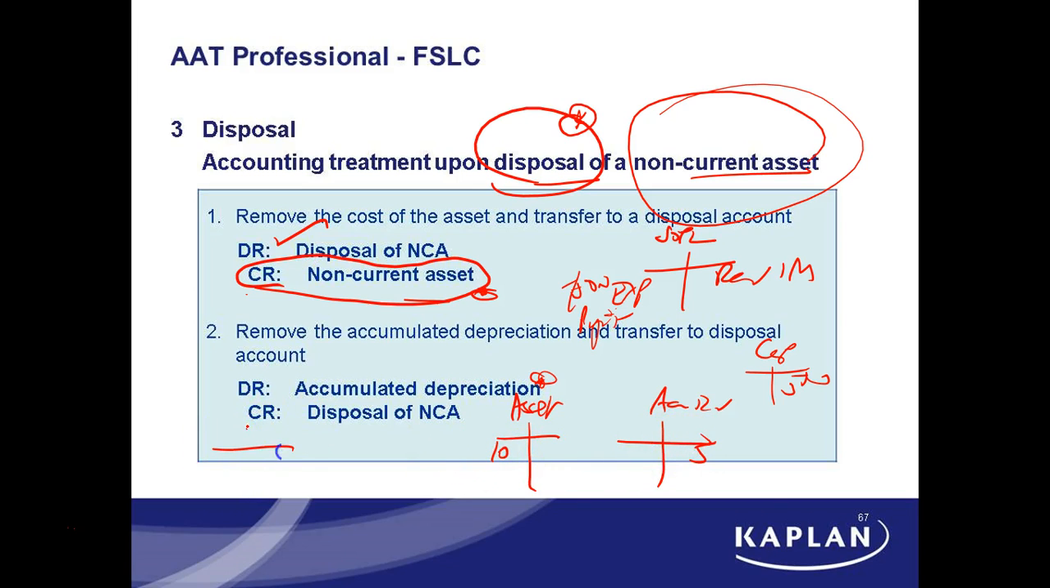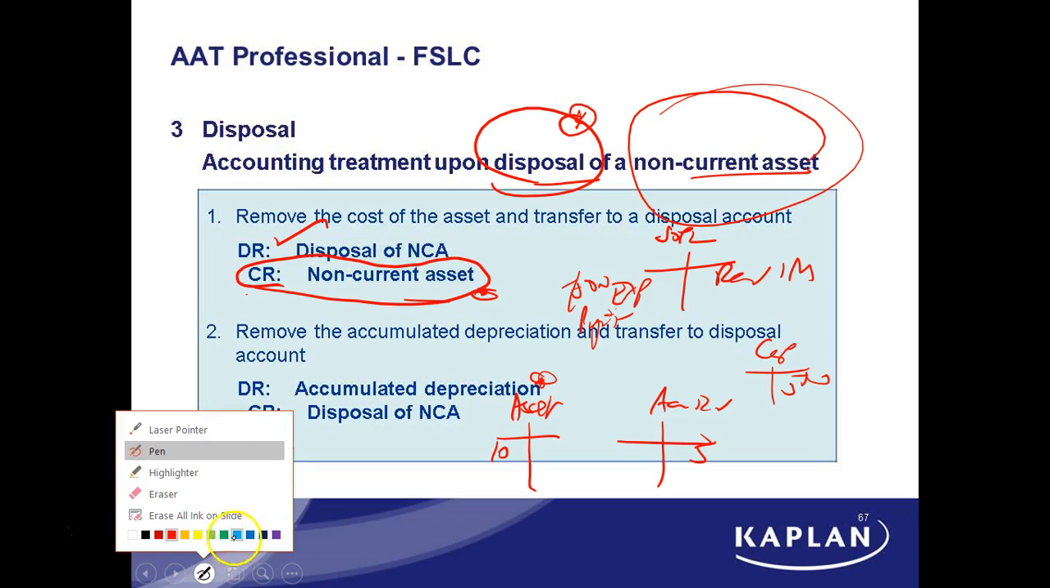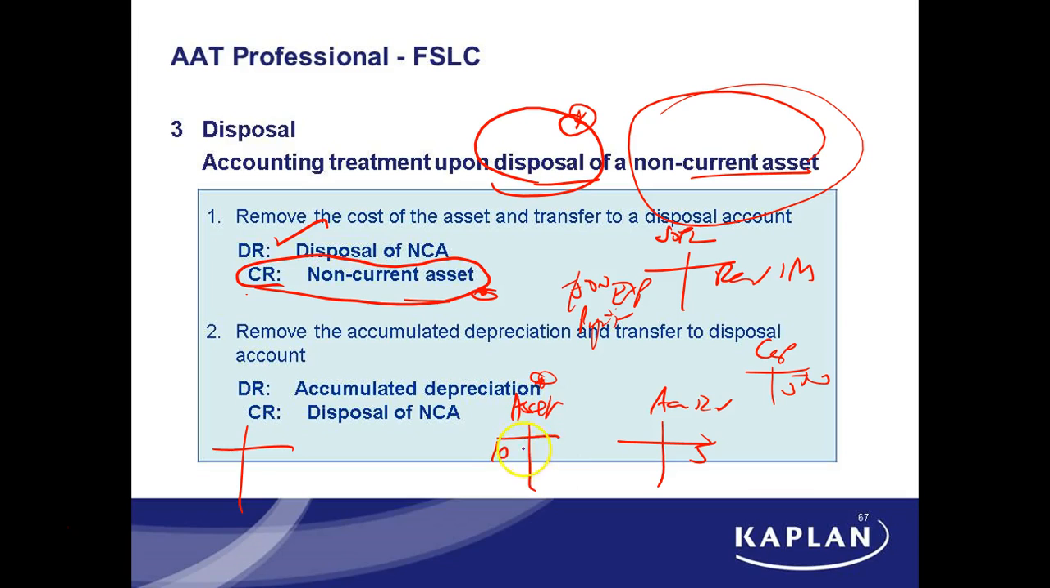If we're getting rid of this thing, we need to take this out as well as this. We can't take this and leave this in there. These two are connected. You might as well have one asset that just says net book value 5, but we don't keep that. We keep two separate representations of the same thing: 10 on this side, 5 on this side, ultimately giving us a net book value of 5.